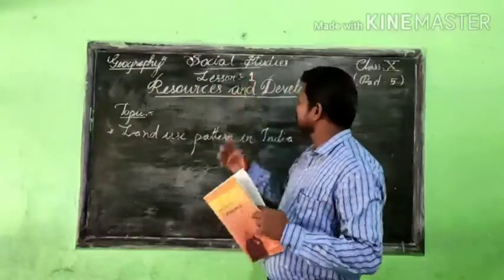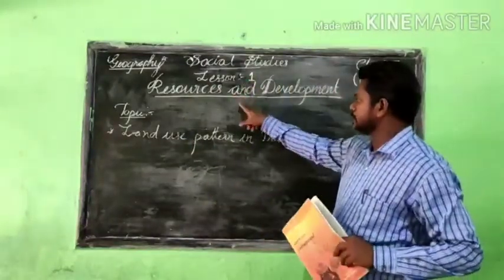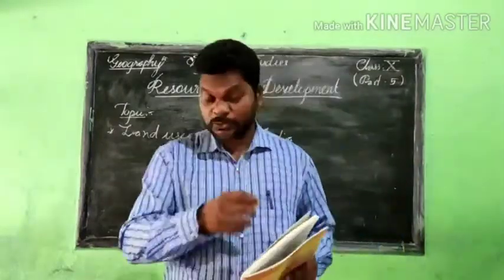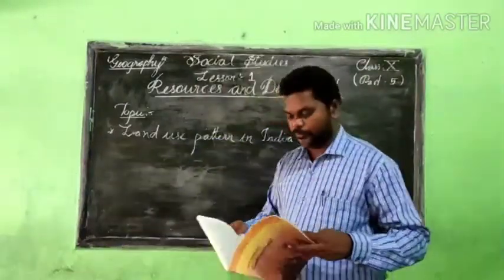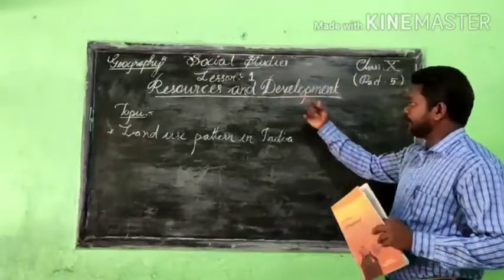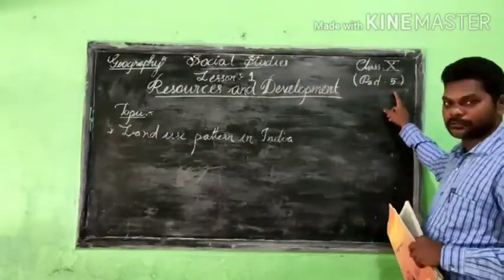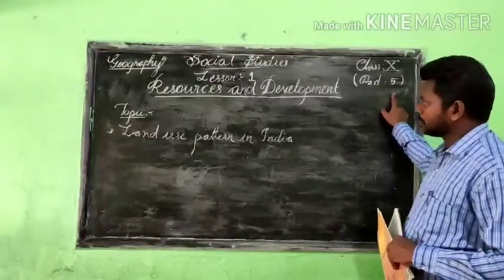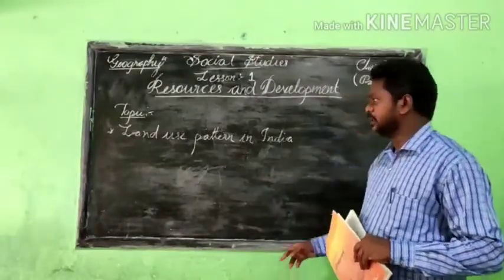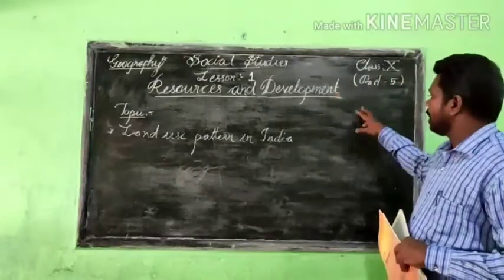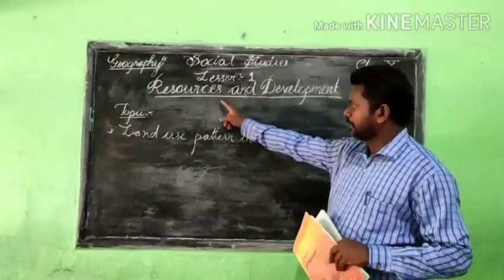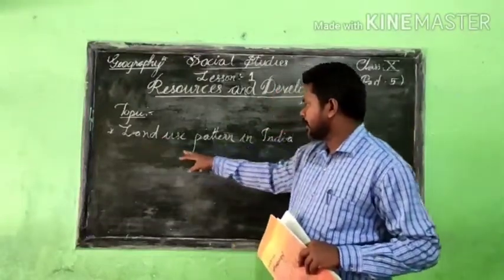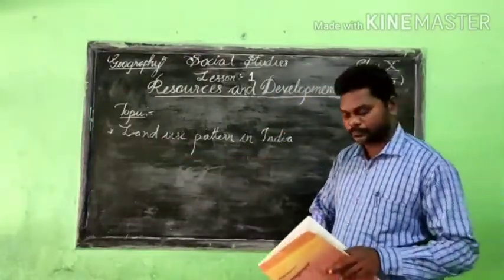Geography, social studies, lesson 1, resources and development. We have dealt with many topics from the same lesson. This is part 5. Part 4 we already completed, and many topics were also completed in parts 1 to 4. Today's part 5 from the resources and development lesson 1, and the topic today is land use pattern in India.